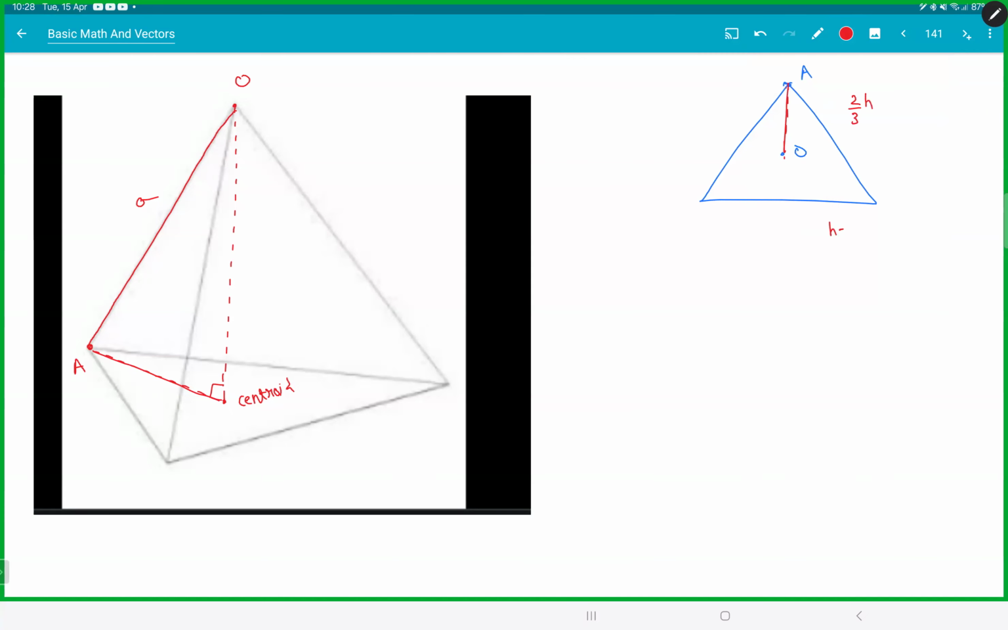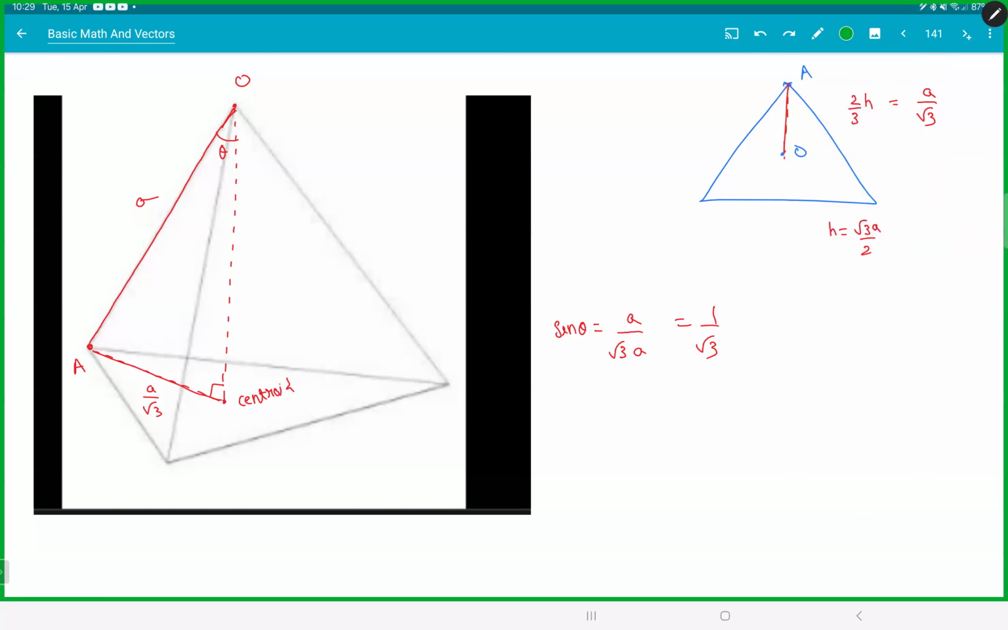And what is the height? Height is root 3a by 2. So this length will be a by root 3. So from here, I found the angle between this side and this one. Let's call it theta. So sine theta is equal to a by root 3 by a, which is 1 by root 3. So I found the angle between this side and the vertical line. Any doubts on this?